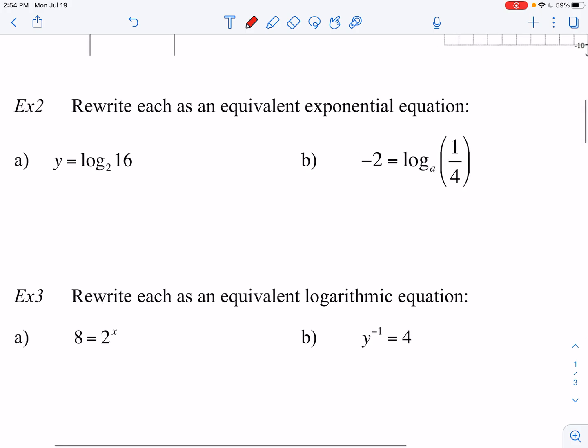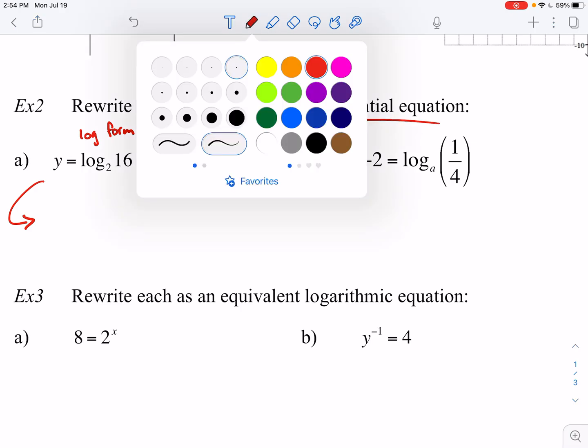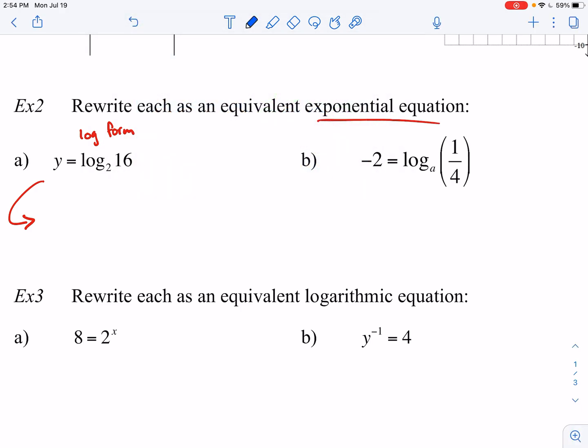Okay, so this is in log form. Now if this is in log form, we use a definition, and then we're going to get that into exponential form. So we're going to say, this is saying that y is log base 2 of 16. Well, this is saying that y is the exponent for which 2 is raised to get 16.